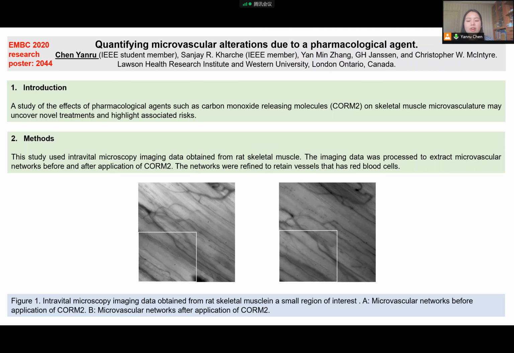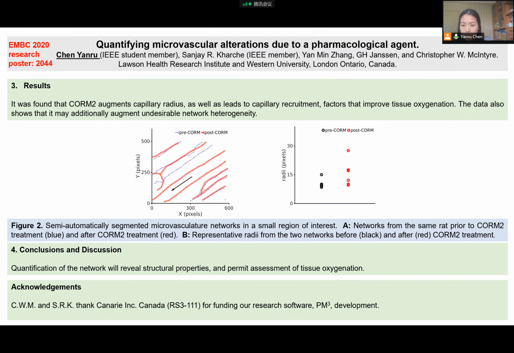Next, I'd like to take a look at results. As you can see from the figures, they show a representative network from the same animal before and after administration of CORM-2 in a small region of interest. The black arrow in the left figure shows the direction of red blood cell movement.